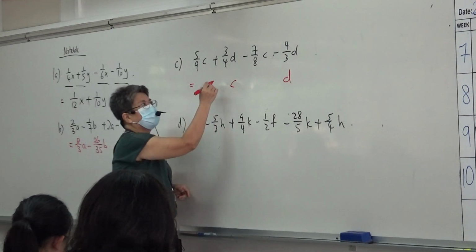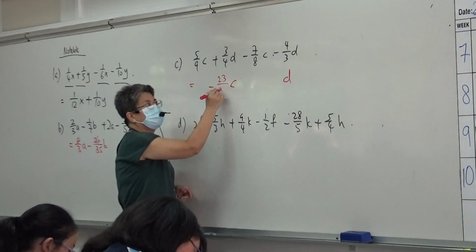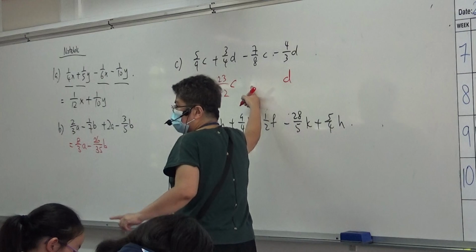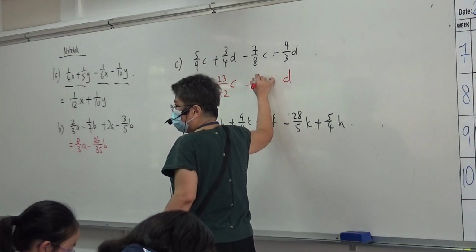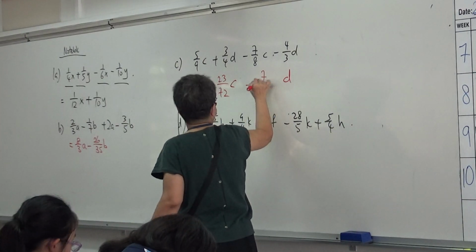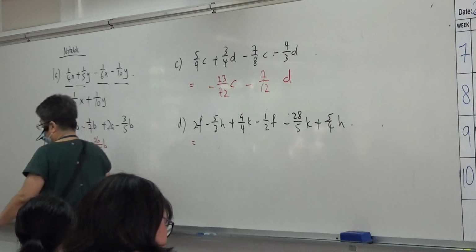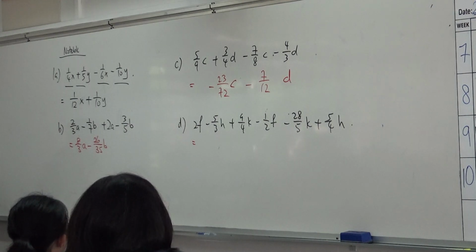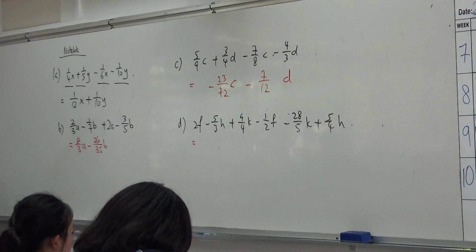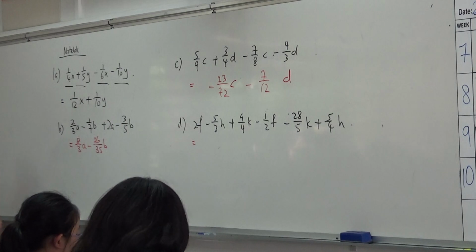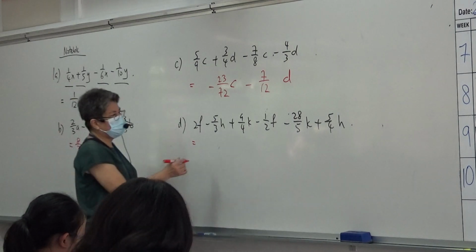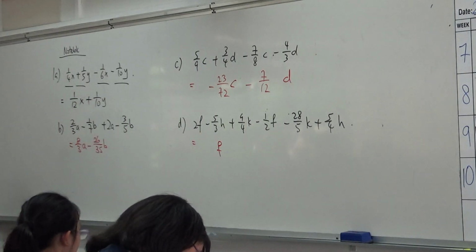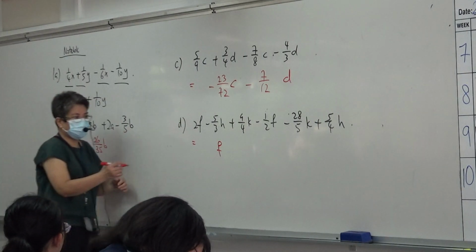It should be 23 over 72. Okay. What about me? Plus or minus? Negative 7 over 12. Okay, check your answer. Is this correct? Yes. Okay. Last one. What then? 3 over 2. Yeah. Okay.